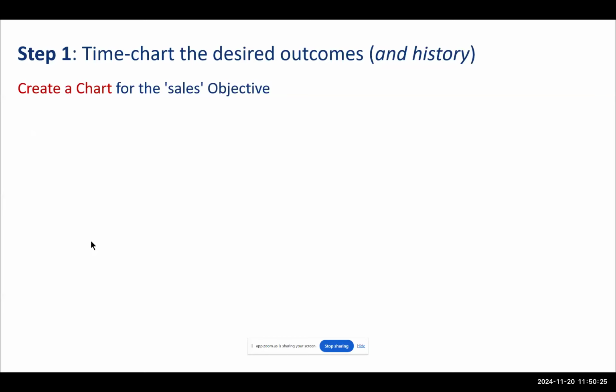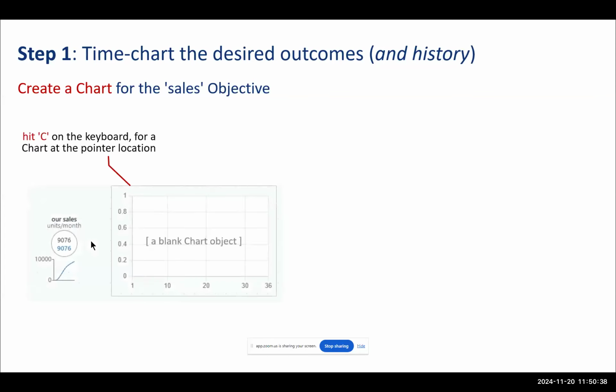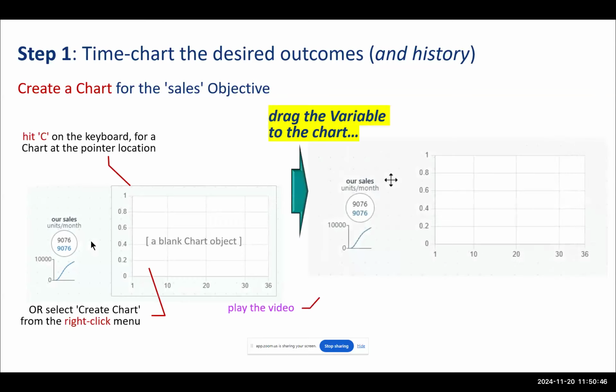So now we've got the variable, we might want to actually show a larger chart for this. So we're going to create a chart for that sales objective, because this is going to be our key thing we want to see. We hit C on the keyboard to create a chart at the pointer location, or select create chart from the right click menu. And what we're going to do is drag a connection from the variable into the chart.